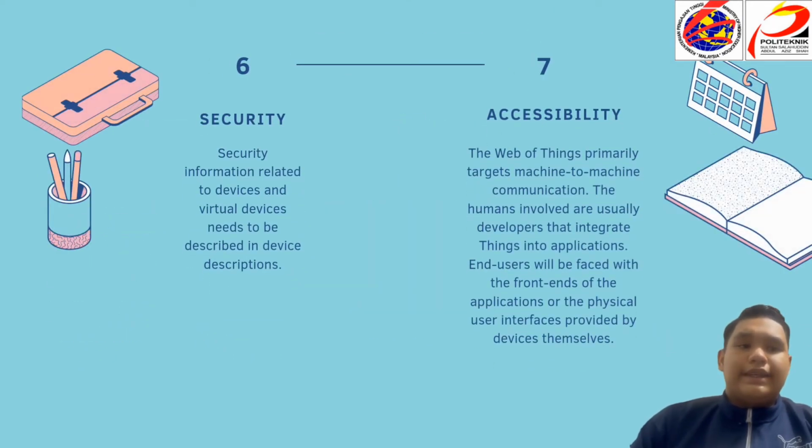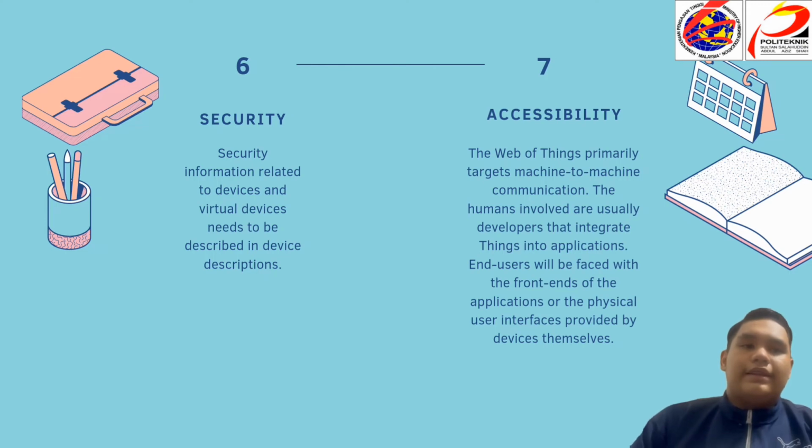We go to the security. Security information related to devices and virtual devices needs to be described in device descriptions. This includes information for authentication, authorization, and payload encryption. The WoT architecture should support multiple security mechanisms commonly used in the web such as basic, digest, bearer, and OAuth 2.0.